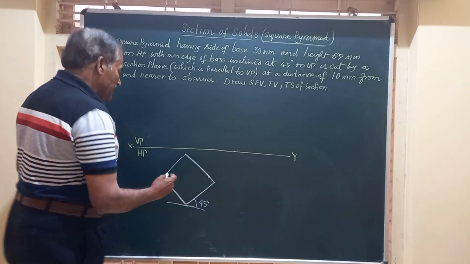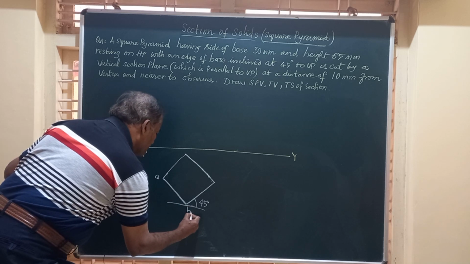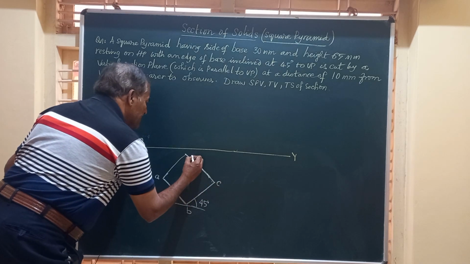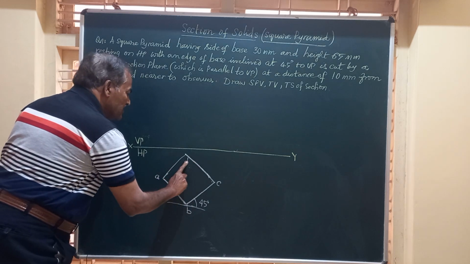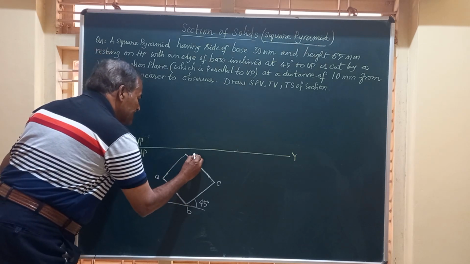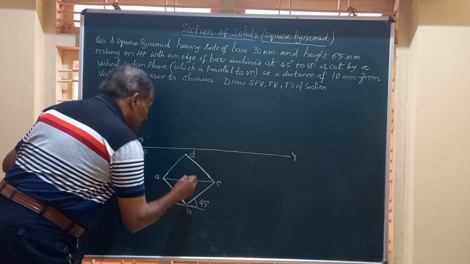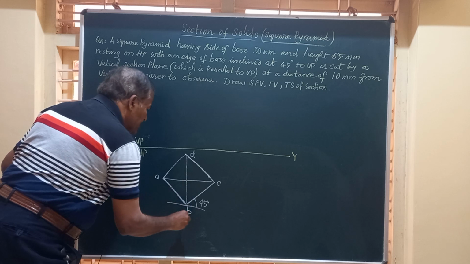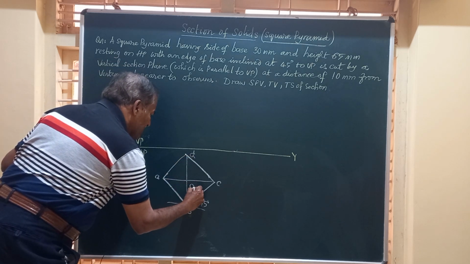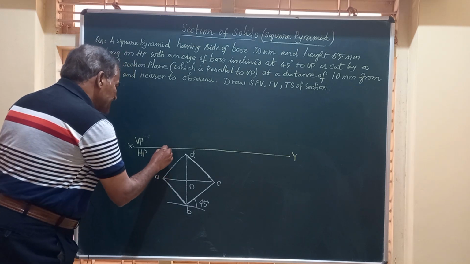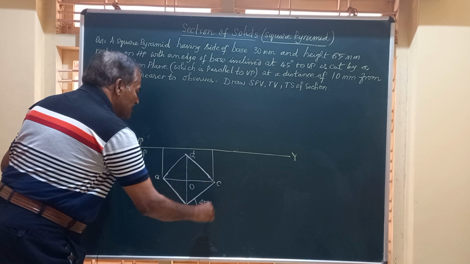So friends, let me mark this as A, B, C, D, and this is small d. And friends, here, this is the top view of the base. And if I join these diagonals, AC and BD, they meet at a common point. That is called O, the vertex. So let me obtain the corresponding front view for this condition.